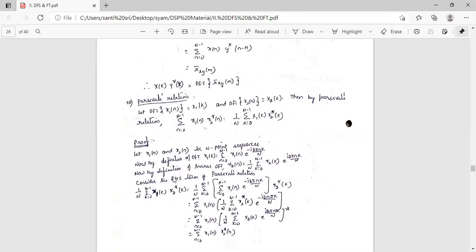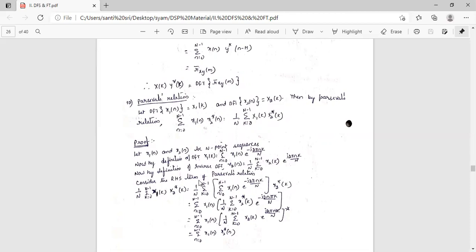Similarly, by the definition of inverse DFT, x2 of n is equal to 1 by N into sigma k equal to 0 to N minus 1 x2 of k into e power plus j 2 pi n k by N, right? Where n is varying from 0 to N minus 1. Okay.